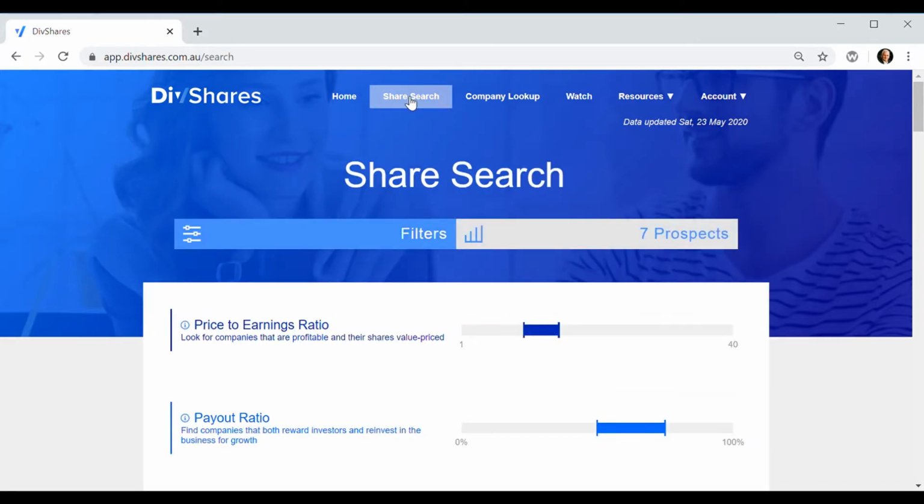Firstly, make sure you're in scanner mode by clicking on the Filters button. As you adjust the filters below, the number of prospects that make up your prospect report is shown on the right.